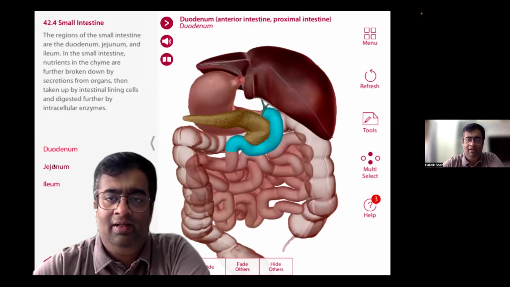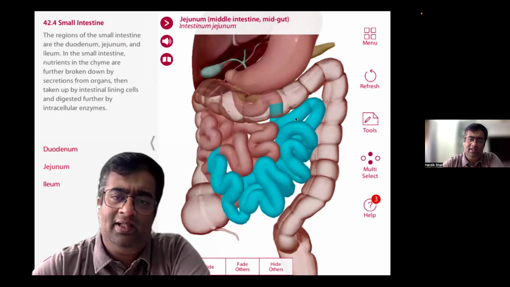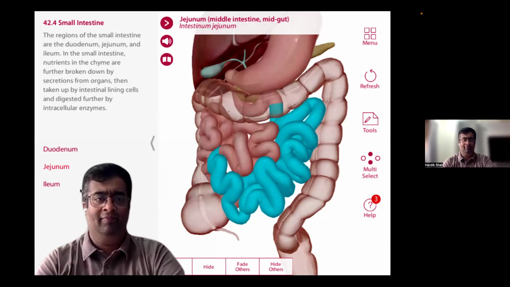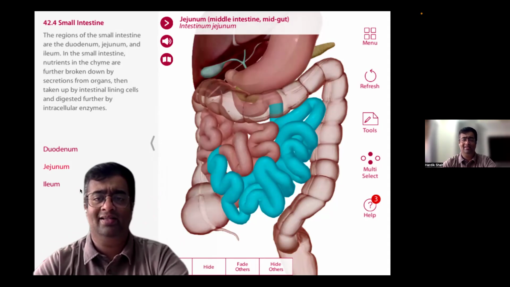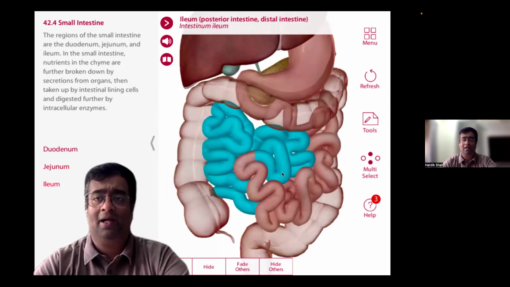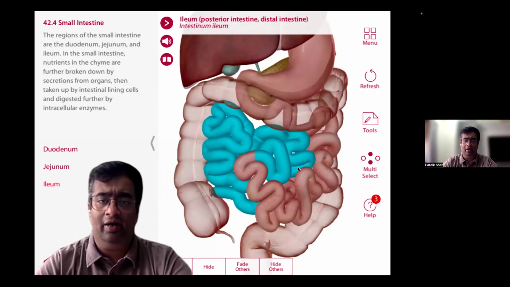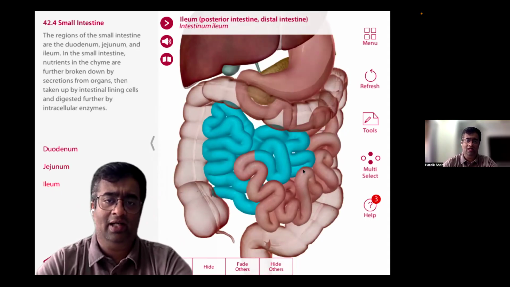Then you have the jejunum. Now, this is roughly about 2 meters long, and usually in post-mortem analysis, jejunum is found to be empty. Post-mortem means after death. Okay, so whenever the contents are analyzed, jejunum usually is found to be empty. And then you have the ileum, which is the longest part of the small intestine, roughly about 4 meters long. The word ileum itself means twisted and coiled because of its highly twisted and coiled nature.